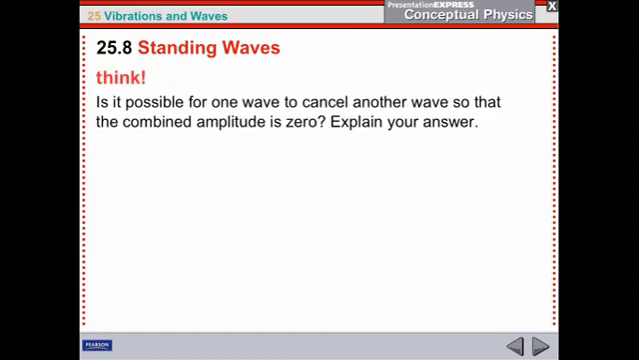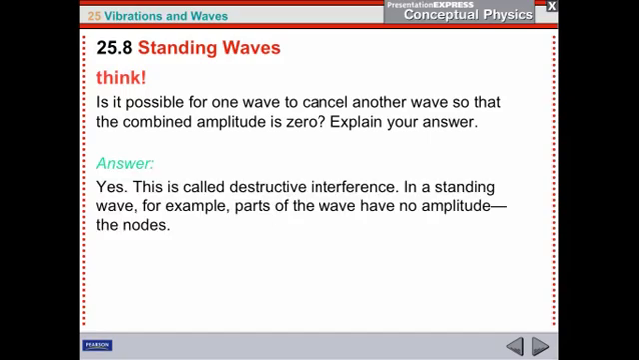All right, so here's a question. Is it possible for one wave to cancel another wave so that the combined amplitude is 0? Well, of course. This is called destructive interference. And so, yes, you can do that.